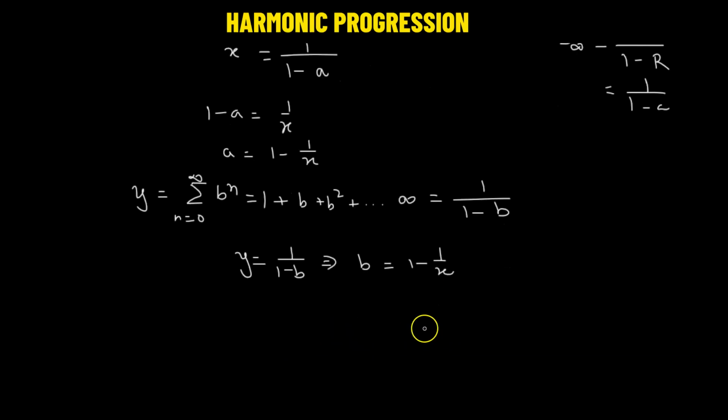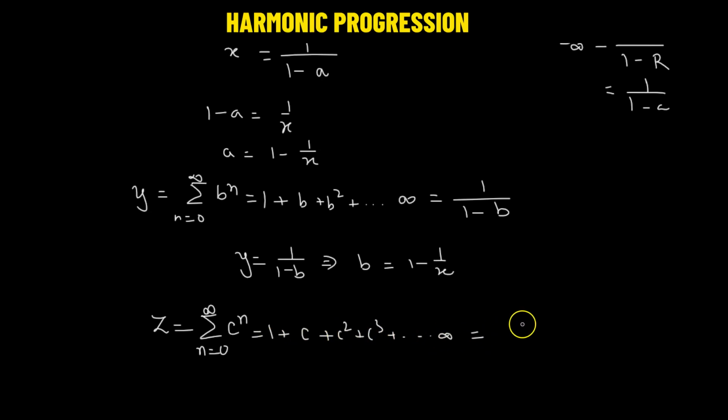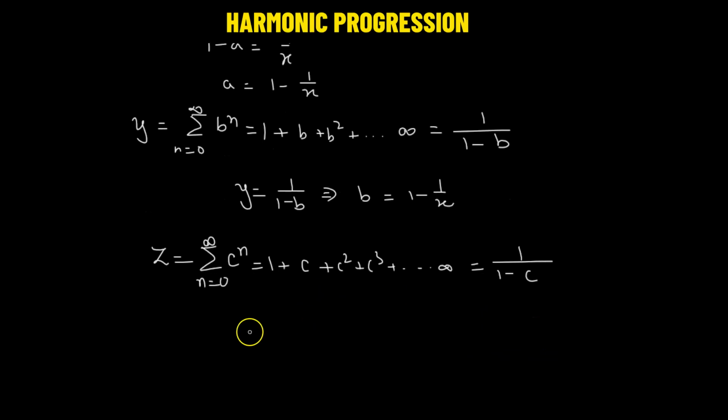Fine. Then finally we have z, which is also expressed in terms of a summation of c raised to the power of n. We have n going from 0 to infinity, and on expansion that gives us 1 plus c squared plus c cubed all the way up to infinity, and this sum is given by 1 over 1 minus c. So isolating c, we get c equals 1 minus 1 over z. Fine. So we have found the values of a, b and c.